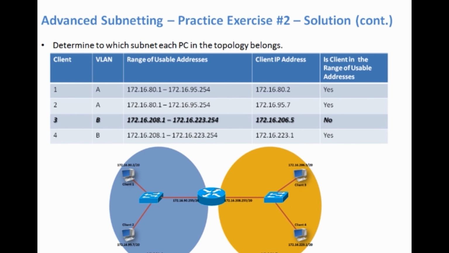Let's see what subnet each of the PCs belongs to. Here on screen I've written out the range of usable addresses for VLANs A and B. Which one doesn't correspond to the client IP address? And as you can see on screen, client 3 over in VLAN B has an IP address of 172.16.206.5/20. That's not in the range of usable addresses for VLAN B. So that's the client that has an incorrect IP address.